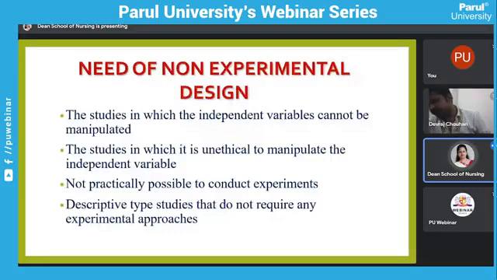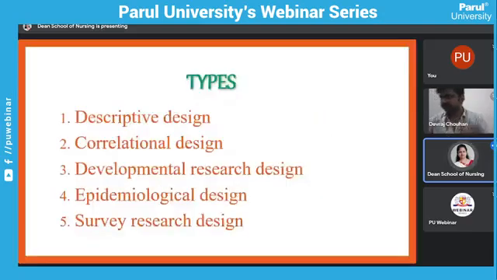Let us see the types. Here we have descriptive design, correlational design, developmental research design, epidemiological design, and survey research design.